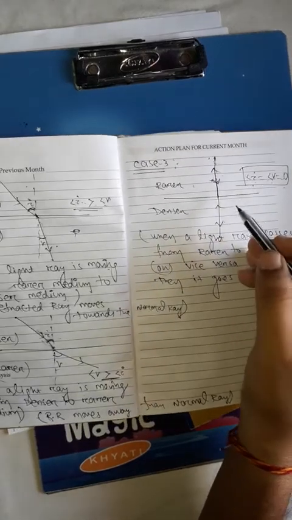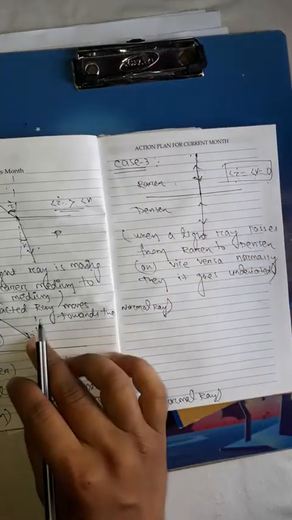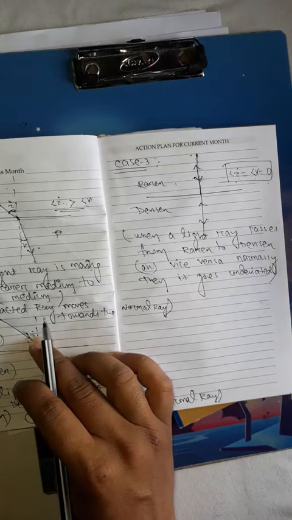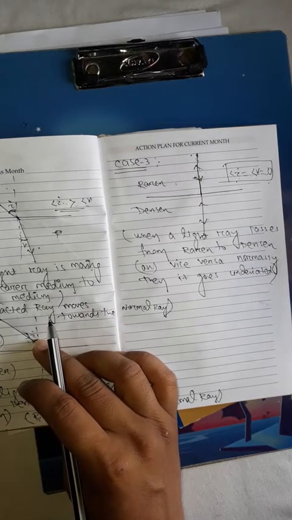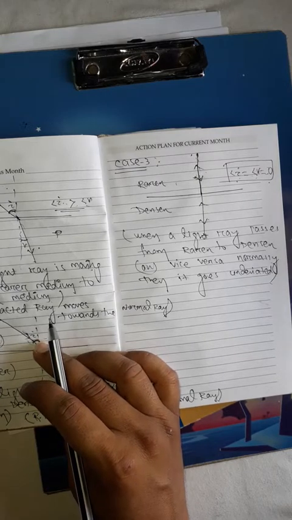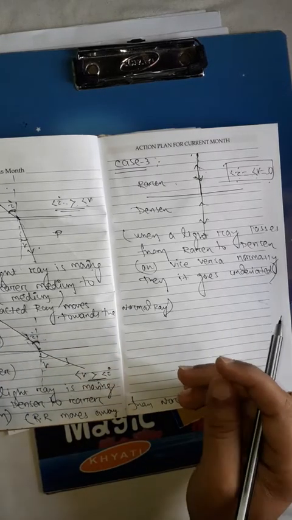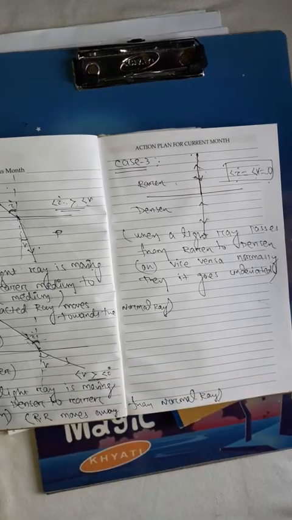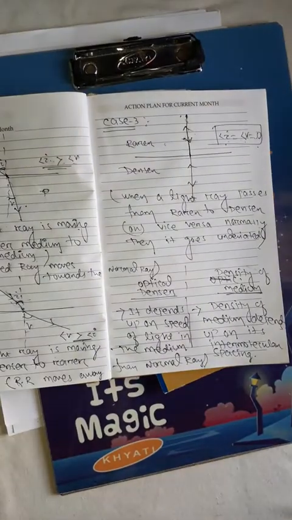So now the question is coming to our mind: what is a denser medium, what is a rarer medium, and why are these light rays bending when they travel from one medium to another medium? This is the question that comes to our mind. Let me tell you the answer for this.